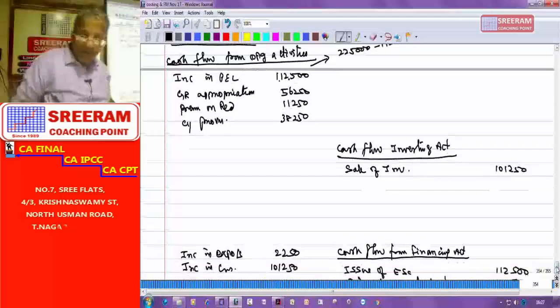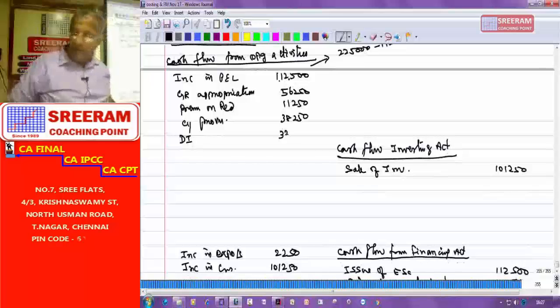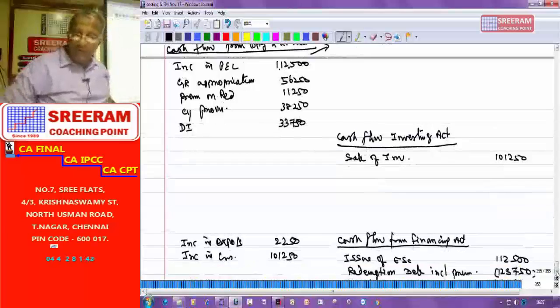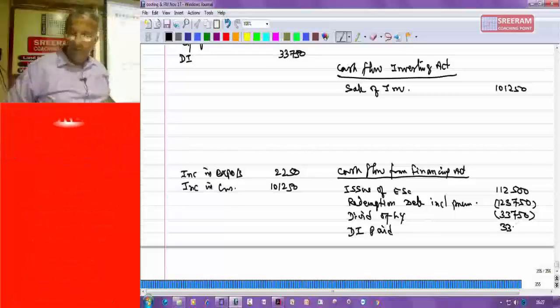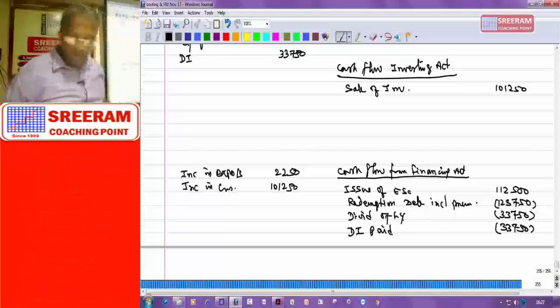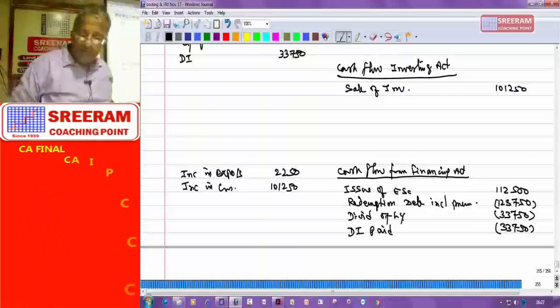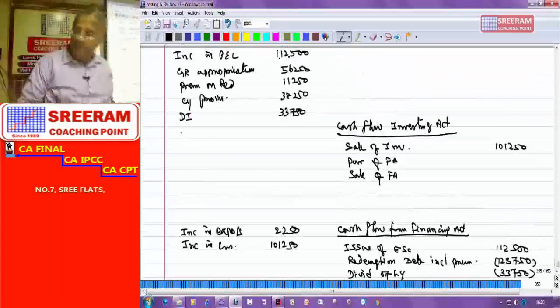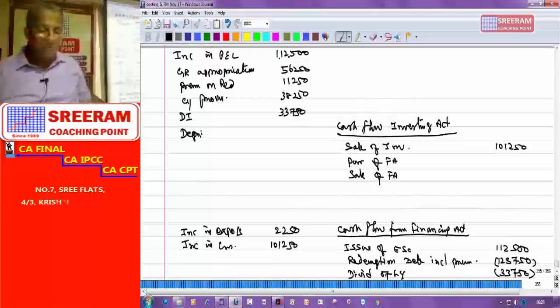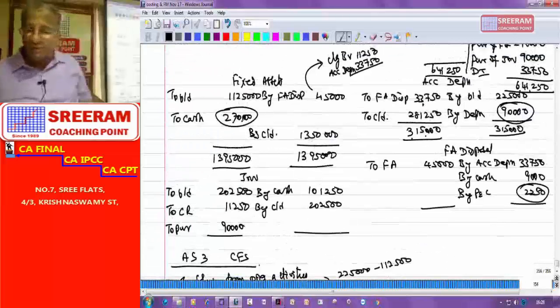Debenture interest we have to take up. No. So, debenture interest 33,750. Whereas payment of that debenture interest paid, whether it is to be shown within brackets or without brackets? Very good. 33,750. Liability side over. Now, purchase of fixed assets, sale of fixed assets, then depreciation. All these together in one shot we can finish it off. So purchase of fixed asset. How much was the purchase of fixed asset? 2,70,000.